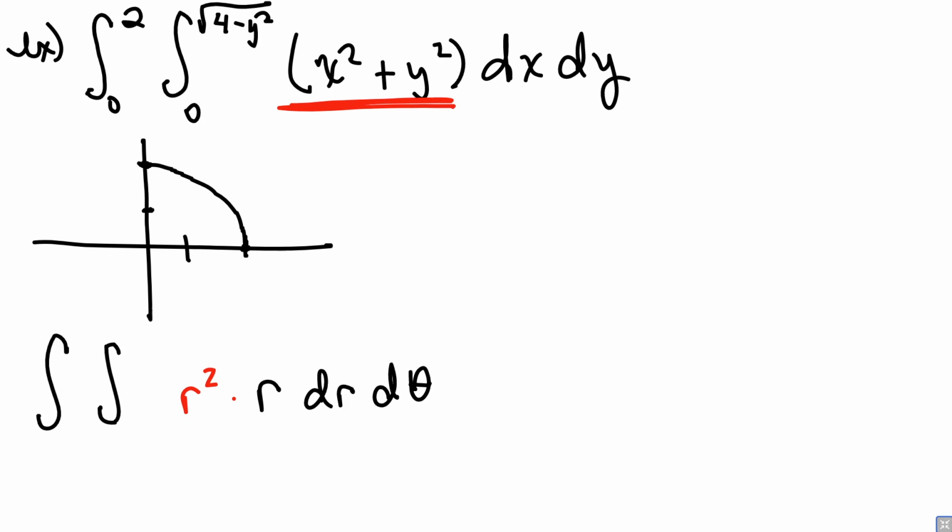Okay. So now what I want to do is my limits of integration. So first is r. So r is starting here and going out. So r is running from what to what? 0 to 2. Then for theta, if I start here and go to here, theta runs from what to what? 0 to pi over 2. And this is our integral. Any questions?